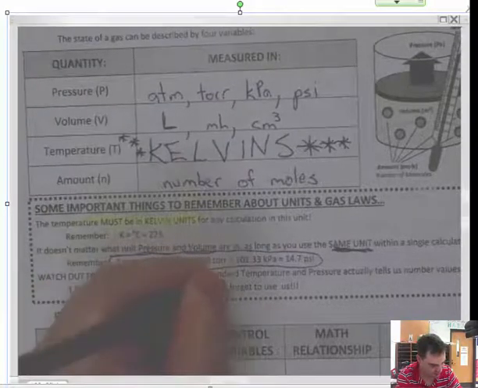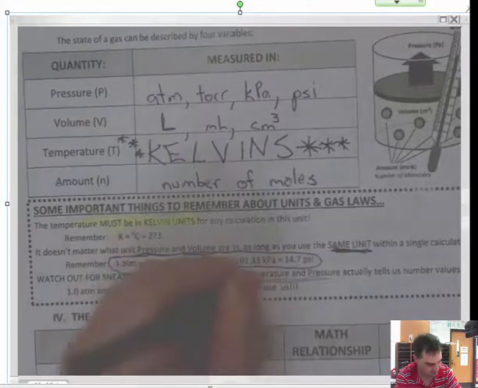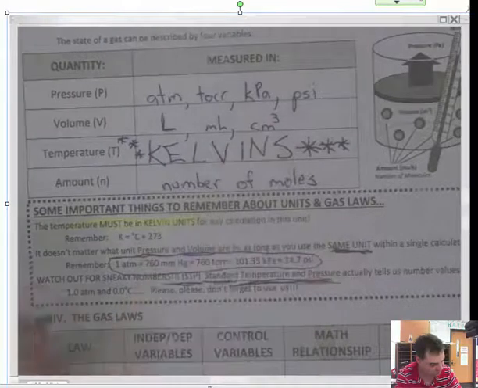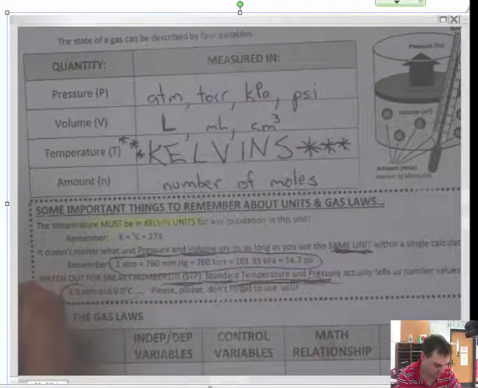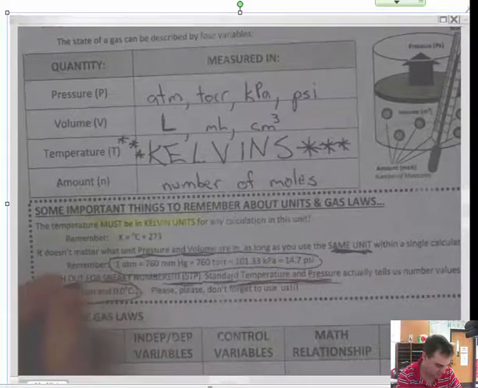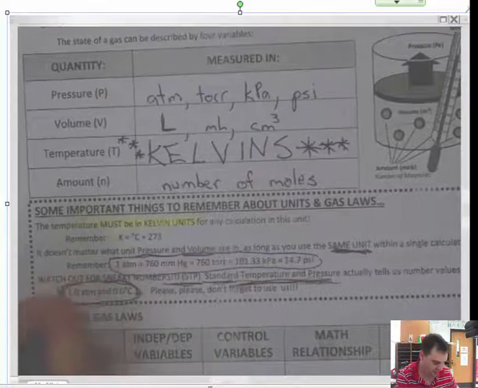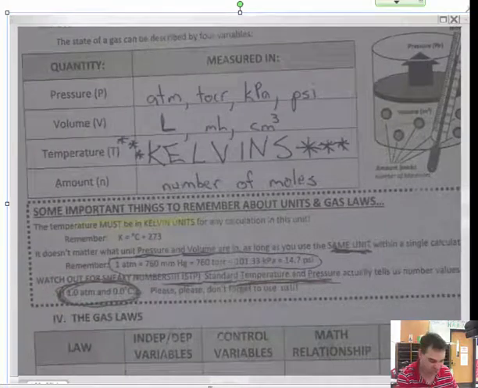STP. Yeah, you know me. Standard temperature and pressure. 0 atmospheres, not 0 atmospheres. That's not what it says, Mr. Harridan. 1 atmosphere and 0 degrees C. Yeah, you know me. Okay?